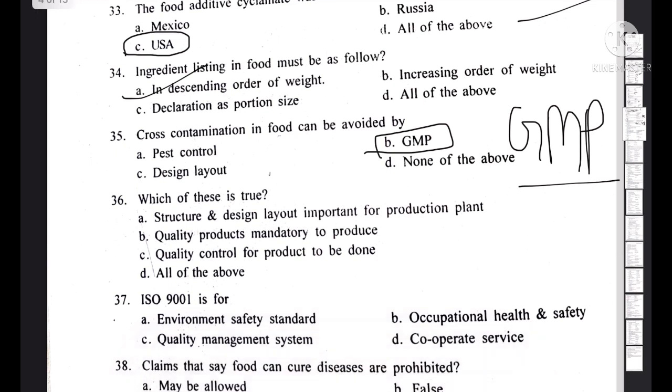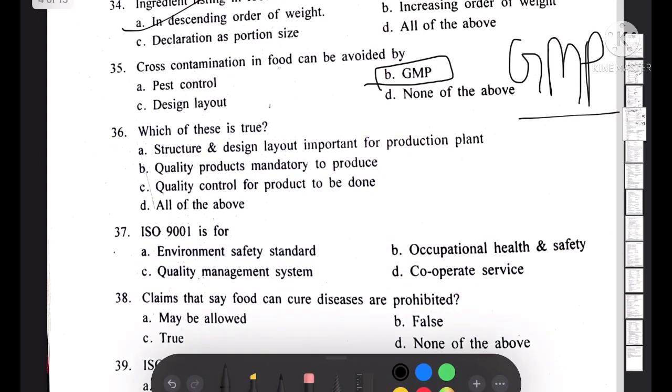Next, which of these is true? Structure and design layout important for production plant, quality product mandatory to produce, quality control for product to be done, and all of the above. So the correct answer to this is all of the above. These all are true: structure and design layout is important for production plant, they should be creative and decorative to attract consumers, and their quality is mandatory. Their quality should be good, and quality control for the product is to be done.